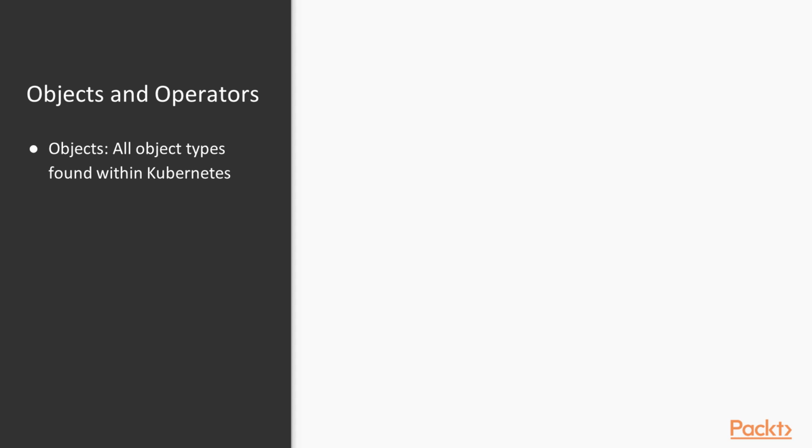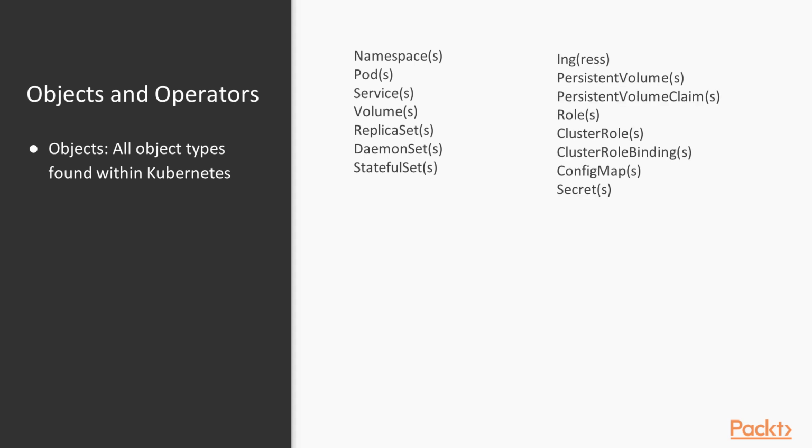With objects and operators, you have all the means to interact with your cluster. So with objects, that contains all of the object types found within Kubernetes. For example, the simple objects such as your namespaces, pods, services, and volumes, as well as the abstractions that we covered in Section 1. In addition, there are many other object types. All of the object types within Kubernetes can be found on the documentation site.